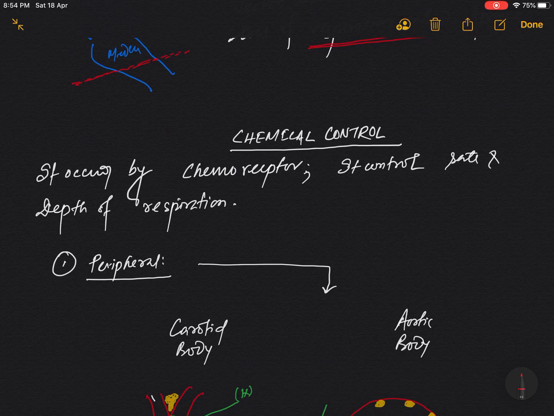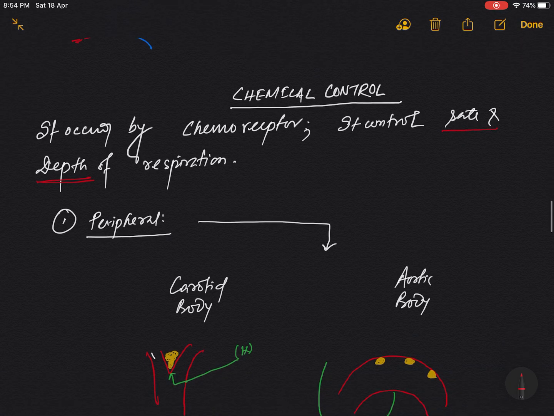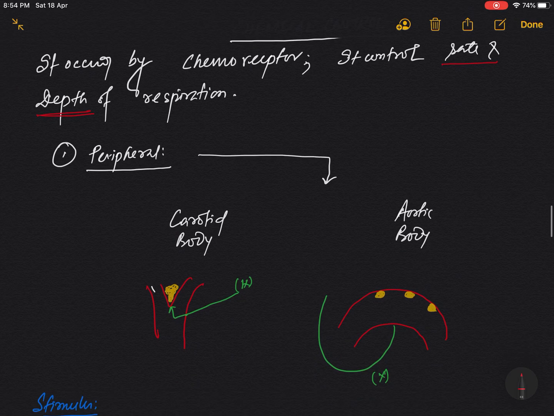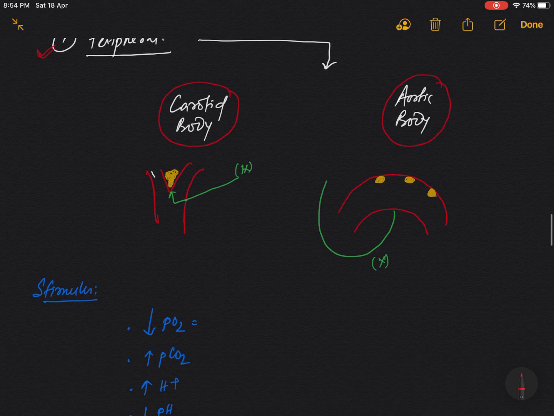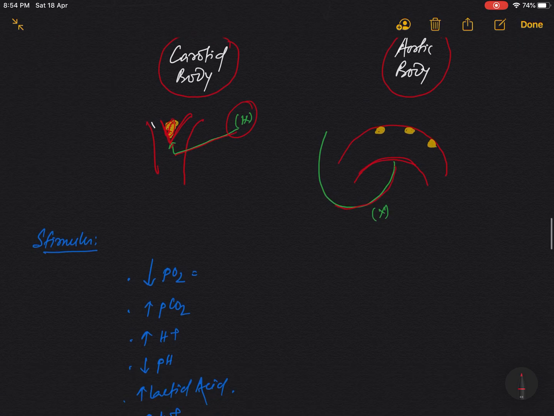Now, the chemical control occurs by chemoreceptors. It controls rate and depth of respiration. We have two types of chemical receptors, peripheral and central. The peripheral chemoreceptors have two parts, the carotid body and the aortic body. The carotid body is usually present at the bifurcation of the carotid artery, and its signal is transmitted by the ninth cranial nerve, and the aortic body signal is carried by the 10th nerve.